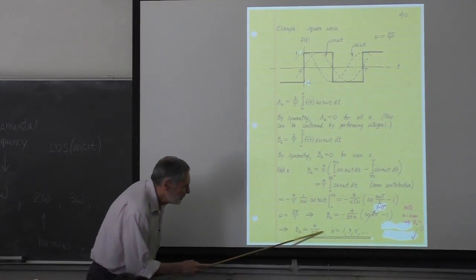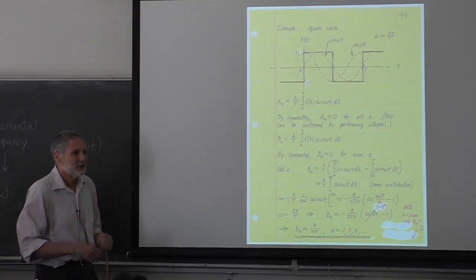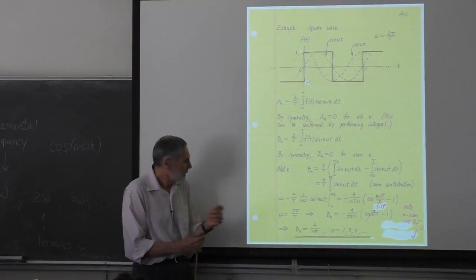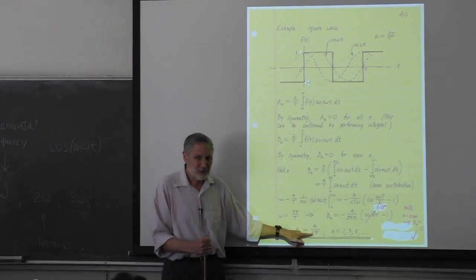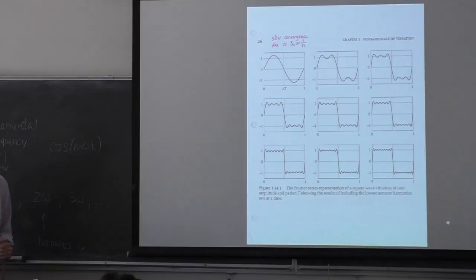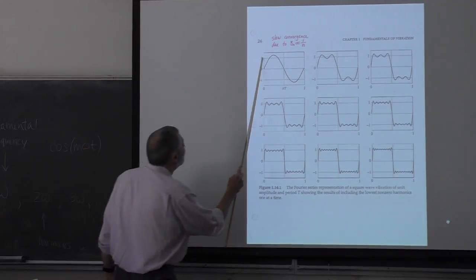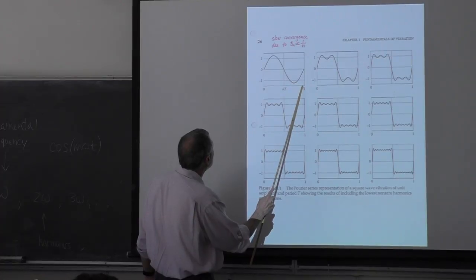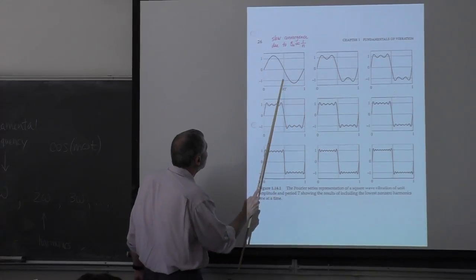And here are the Fourier coefficients. They really have to fall off or the series is not going to converge. They fall off, but they don't fall off very strongly. And that has an interesting consequence. So this is from the book. Here's our square wave, 1 and minus 1. This is one period of the square wave.